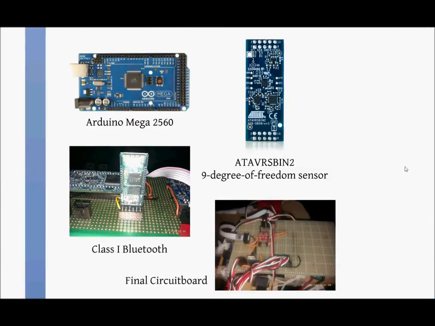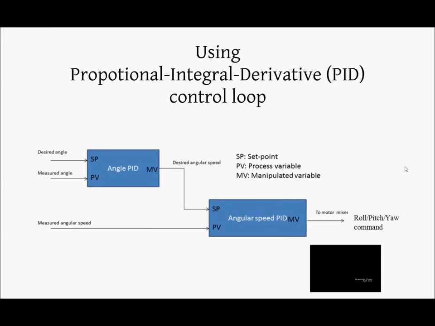We use an Arduino Mega as the microcontroller. What is special about our electronics hardware? It is a proportional integral derivative control loop. Different from existing models, our quadcopter has two PID controllers. First is from the designed angle from the user. We put the angle PID into the angular speed PID. This compares the designed angular speed with the measured angular speed. This measured angular speed is important because it measures the wind speed.